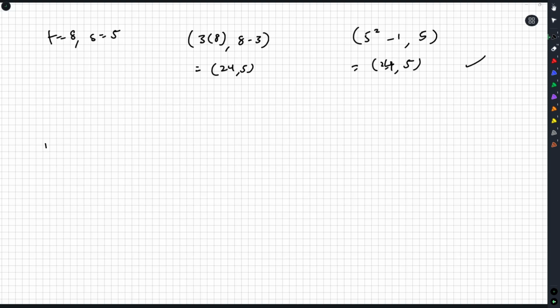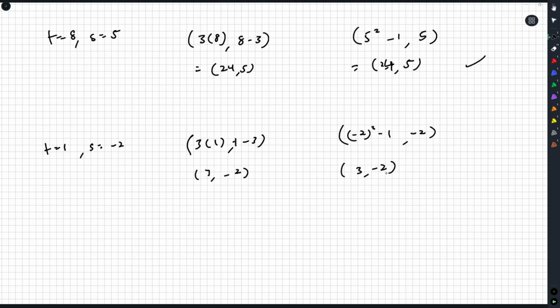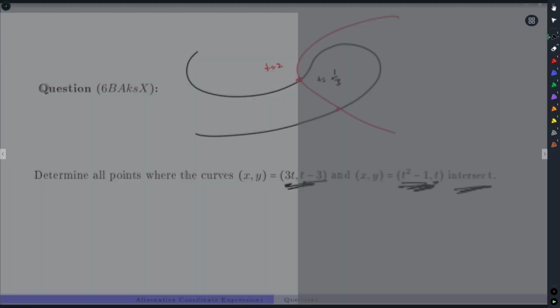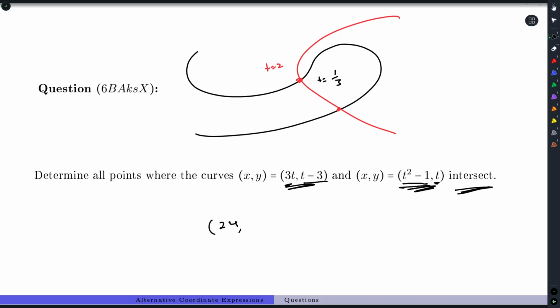And the other one, t equals 1, s equals minus 2. So you'll get 3 times t, and then t minus 3. So you'll get 3, negative 2. And then negative 2 squared minus 1 and negative 2. You get 4 minus 1, which is 3, negative 2. There we go. So 24, 5, and 3, negative 2. These are the only points of intersection. There they are. These are our points of intersection between these two parametric curves.